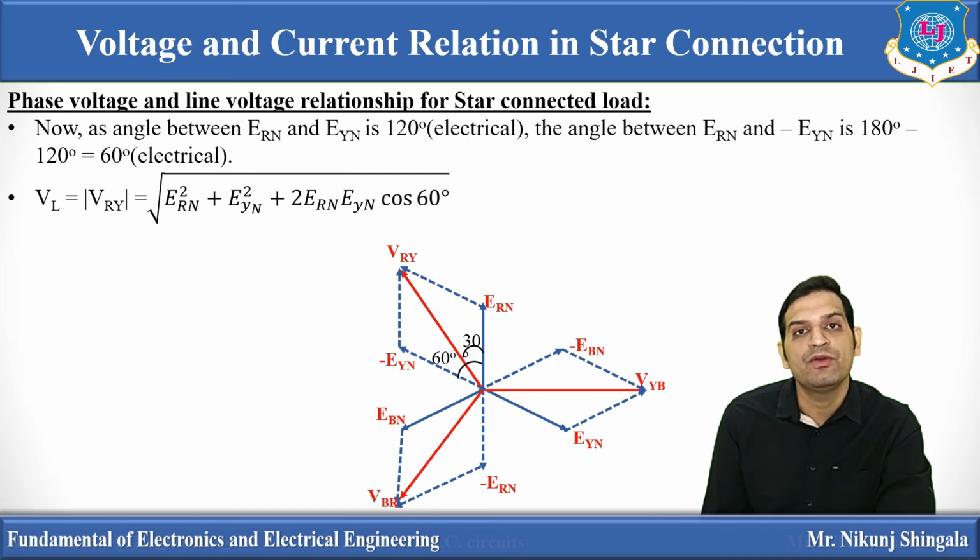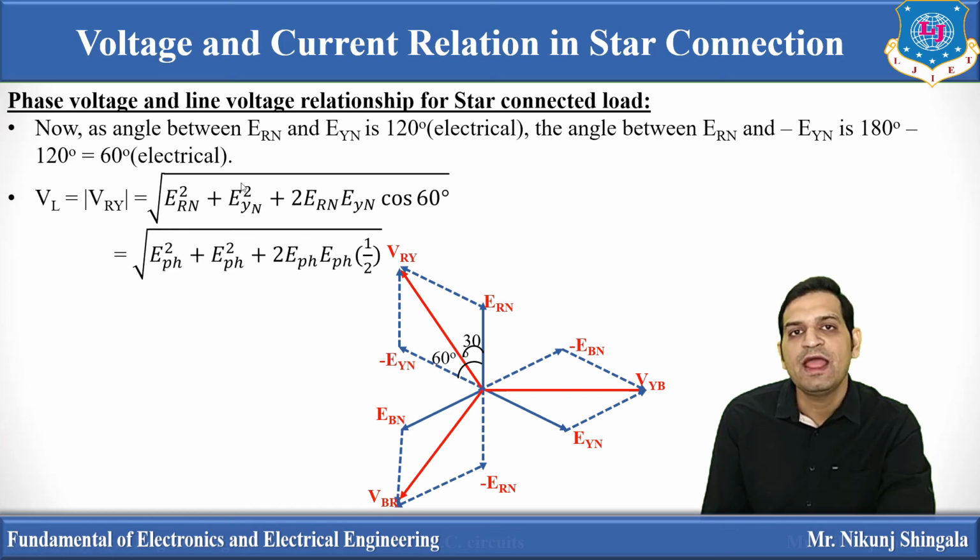Whenever we want to determine the value of the diagonal in a parallelogram, this is the equation: the squares of the sides added, then plus 2 E_RN E_YN cos 60, where 60 is the angle between the two sides. Now all the line voltages are equal and all the phase voltages are equal, so they can be represented in terms of E phase. Instead of E_RN we can write E phase, and instead of E_YN we can also write E phase. So the equation becomes the square root of E phase squared plus E phase squared plus 2 E phase squared cos 60, and cos 60 is nothing but 1 by 2, that is 0.5.